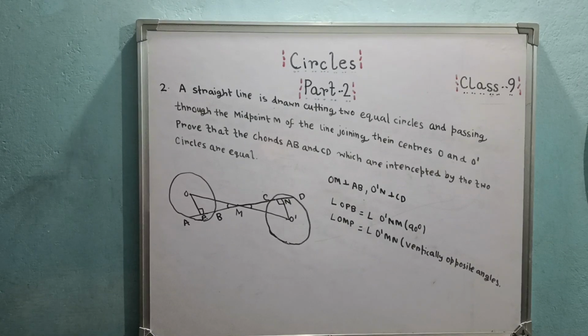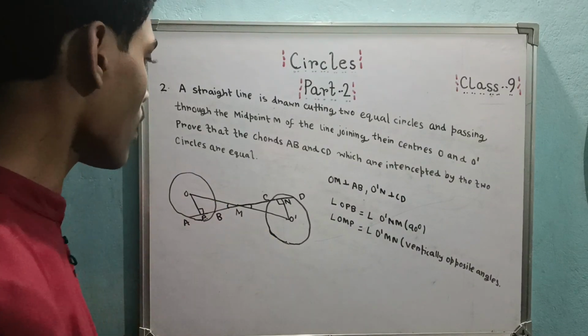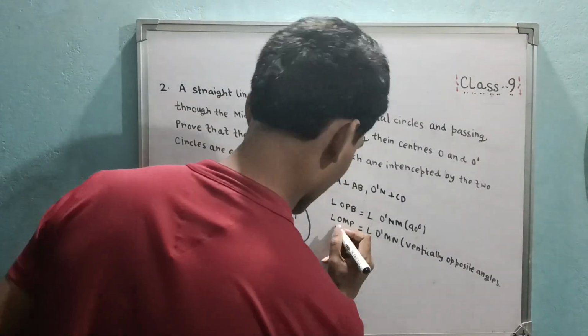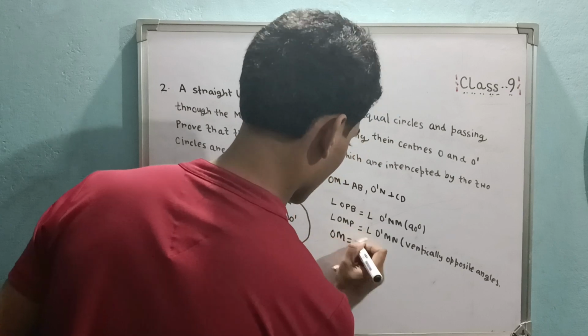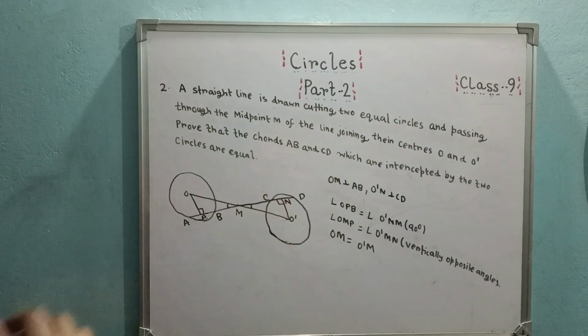Oh wait, just see this. I just didn't notice it. So M is the midpoint of O and O dash, right? So that means OM is equal to MO dash. Just see that. I was not observing that.